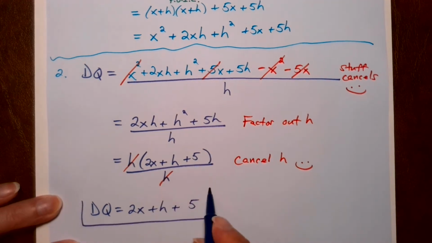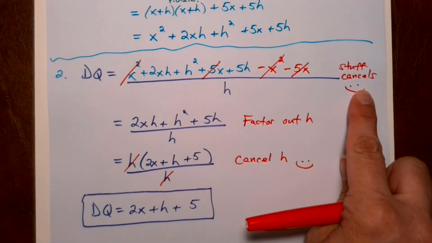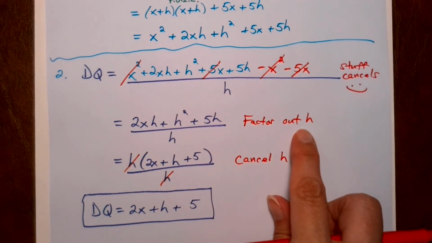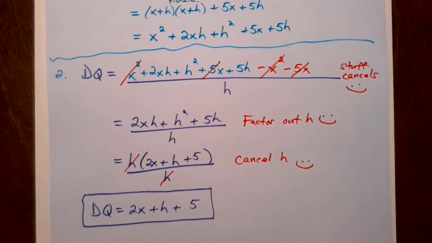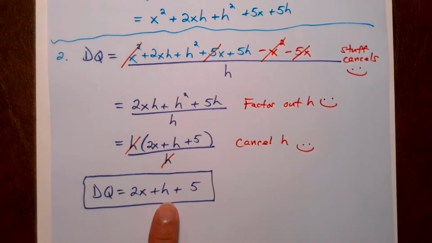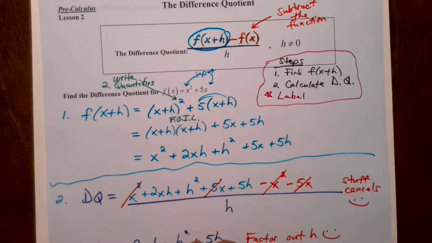You're going to get the hang of this. Certain things are always going to happen. Remember, stuff's always going to cancel. You're always going to be able to factor out an h. If you can, it's working. If you can't, you did something wrong. You're always going to be able to cancel out that h and have no denominator. That's how the difference quotient works. All right, let's keep going.